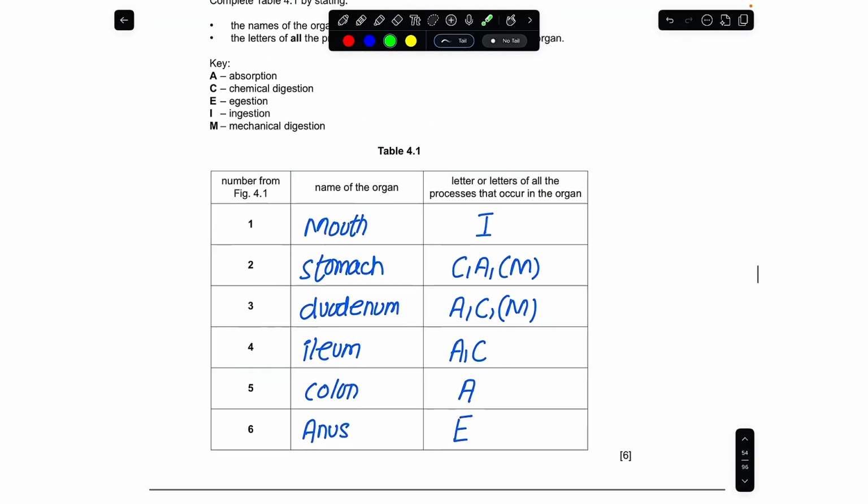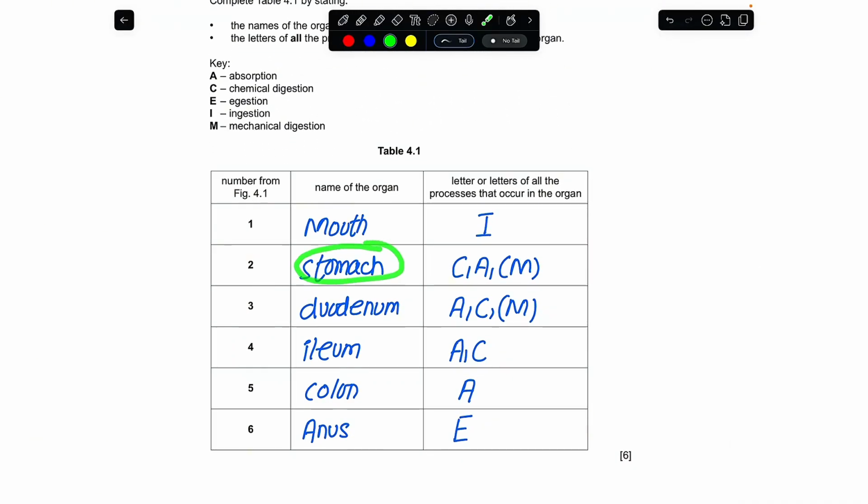If we talk about the second letter, it was the stomach. The stomach has a role in mechanical digestion due to the presence of the muscles, and in chemical digestion due to the presence of the pepsin enzyme. Some chemicals or molecules also tend to be absorbed through the stomach, so we can use the letter A as well.